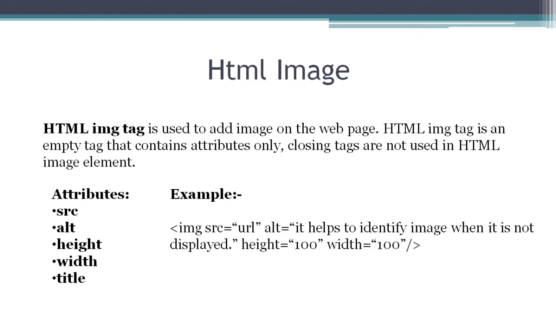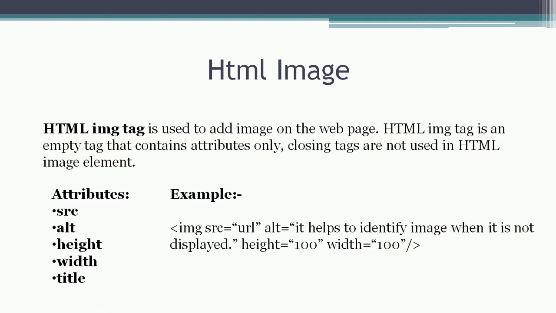Okay, src means the source or path of the image. With the help of the source, we can link the image. Another attribute is alt. It helps to identify the image area when the image is not displayed. Height, width and title are also attributes. We can set the height and width of the image. When we move our mouse, it displays the title of the image.